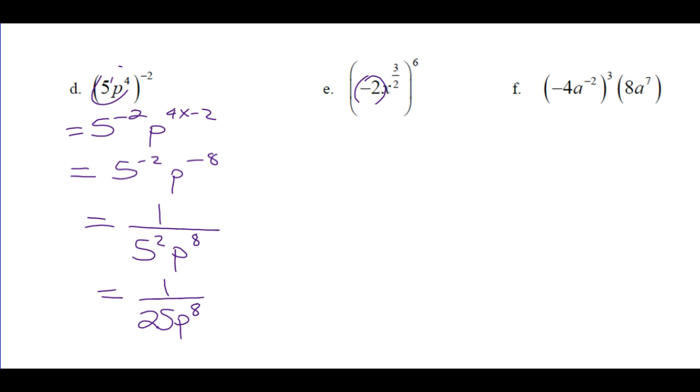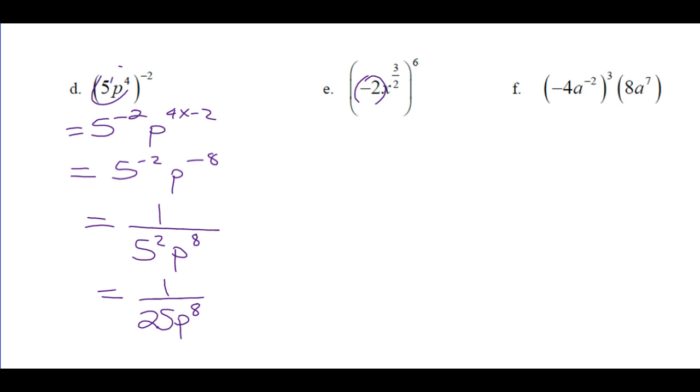When you raise a negative to an even power, it becomes a positive. Yep. On the first step, is that 4 times negative 2? 4 times negative 2, yeah. It's power to a power, so we multiply exponents.